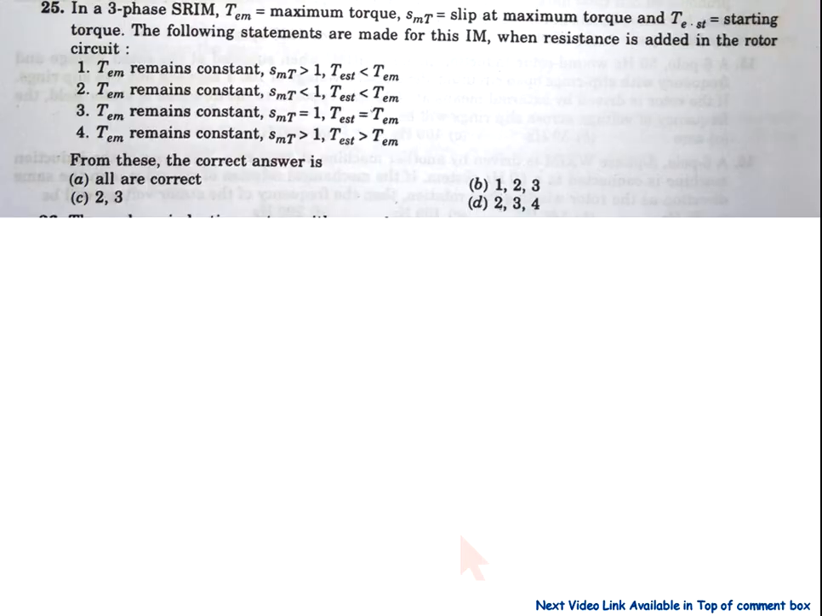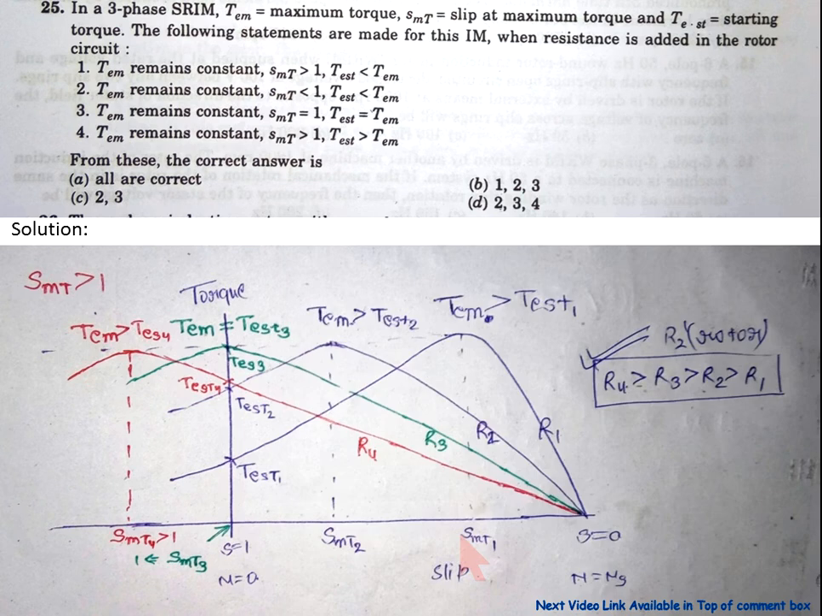Now come to question number 25. In a three-phase slip ring induction machine, TEM is the maximum torque, SMT is the slip at maximum torque, and TEST is the starting torque. The following statements are made for this induction machine when resistance is added in the rotor circuit. Now come to the solution.